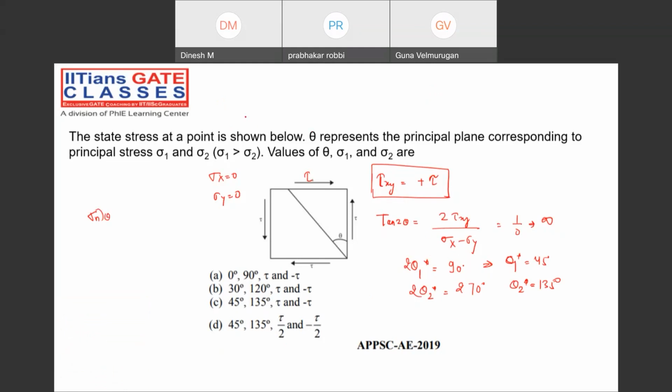Simply we are going to use the formula: sigma 1 and 2 equals sigma x plus sigma y by 2 plus minus square root of sigma x minus sigma y by 2 whole square plus tau xy whole square. But here this thing is 0, this thing is 0. So sigma 1 and 2 will be plus minus tau. Sigma 1 will be tau, sigma 2 will be minus tau. What will be the answer? C, right? Check it out, all of you.